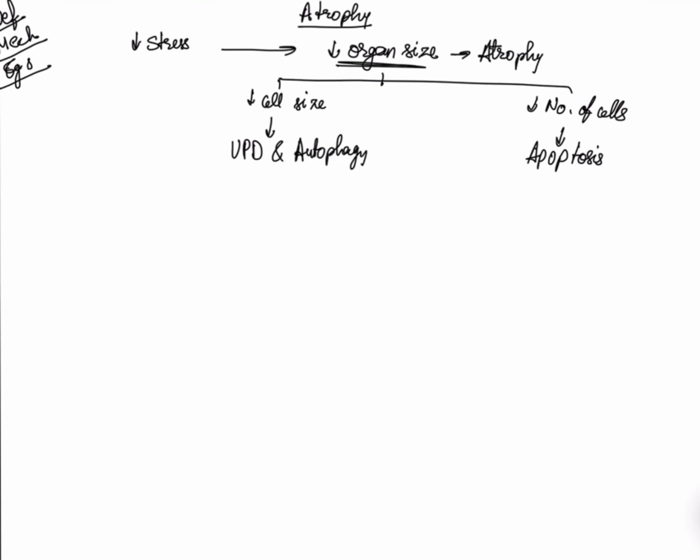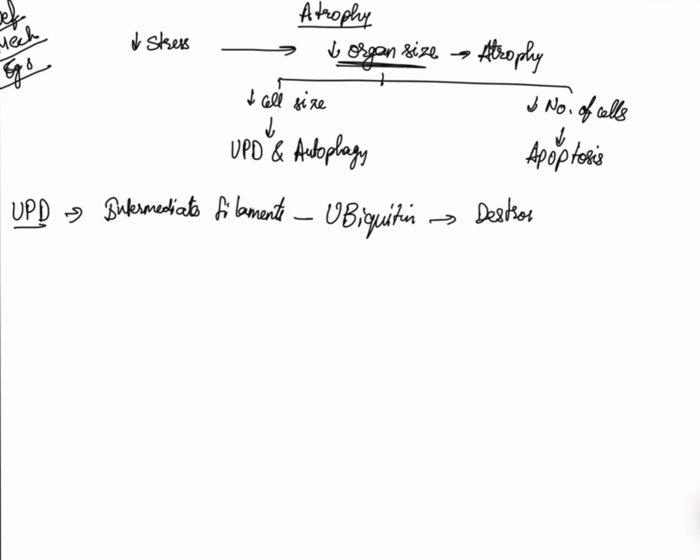Let's dive a little bit deeper and learn about ubiquitin proteasome degradation and autophagy. In ubiquitin proteasome degradation, there are intermediate filaments of the cytoskeleton which are tagged with ubiquitin and destroyed by proteasomes. Hence this is called ubiquitin proteasome degradation.